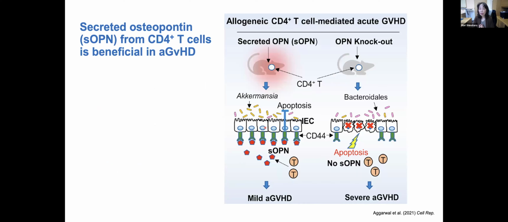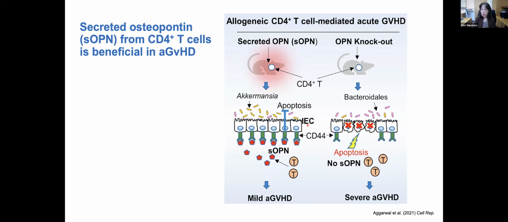So I just want to let you know what we found here first, just to tell you the results first. What we found is that OPN, particularly secreted OPN made by CD4 T cells, is beneficial. So how does it work? It's like this: secreted OPN from CD4 T cells is detected by CD44 and then eventually inhibits apoptosis of intestinal epithelial cells, or IECs.